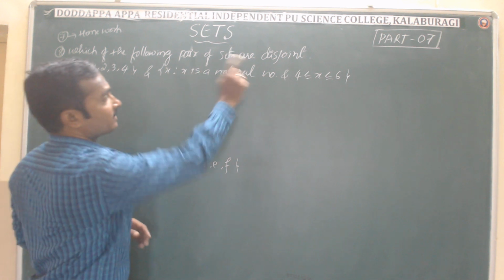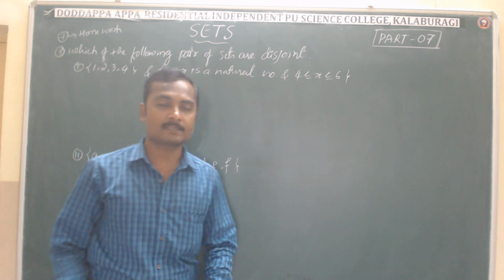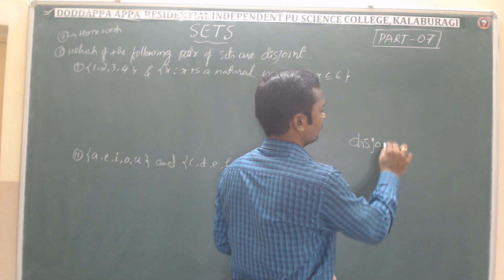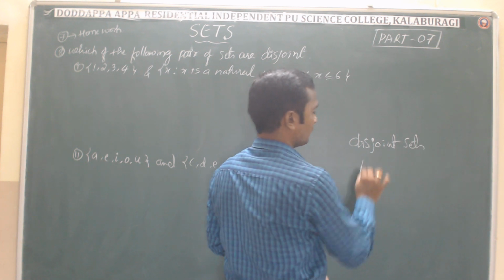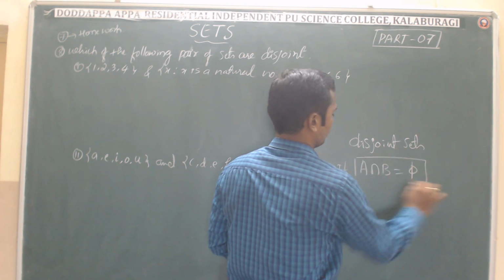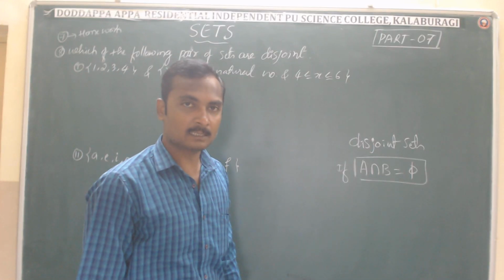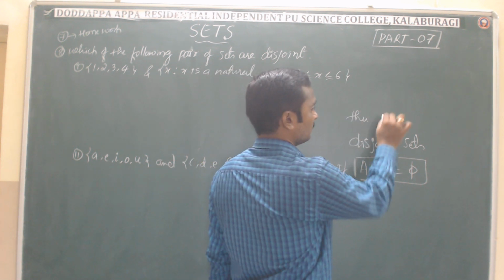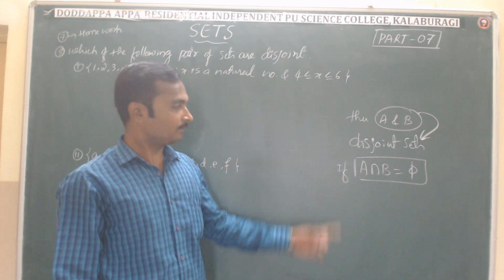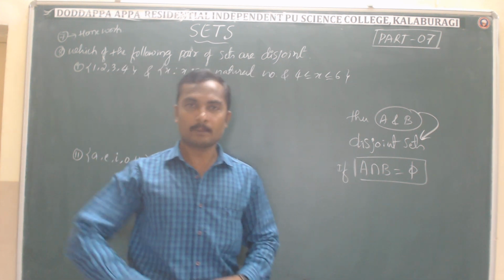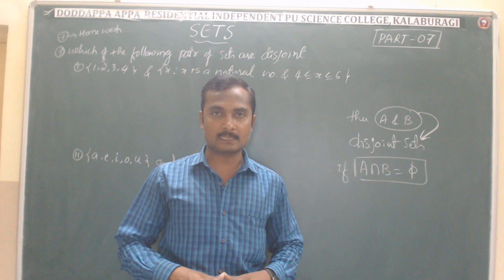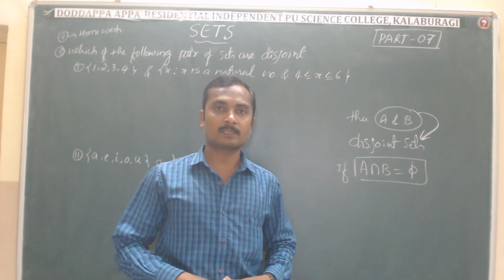Which of the following pair of sets are disjoint? What do you mean by disjoint sets? Disjoint sets means if A intersection B is a null set phi, then A and B are disjoint sets. So if the intersection of the two sets is a null set, then those two sets are called disjoint sets.